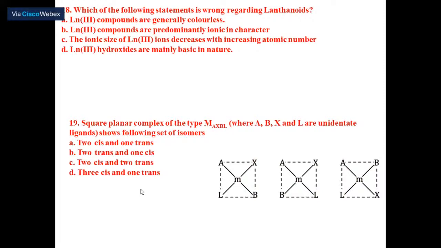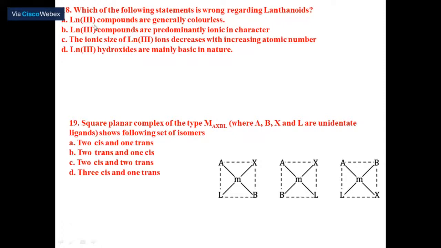Ln3+ compounds are generally colorless. Ln3+ compounds are predominantly ionic in character. The ionic size of Ln3+ ions decreases with increasing atomic number. Ln3+ hydroxides are mainly basic in nature. So this is also correct. Lanthanide hydroxides are basic in nature. So this is also correct. Ionic size decreases. This is also correct. Statement 3 is also correct. Then we go to Ln3+ compounds are predominantly ionic in character. Yes, it is also correct.